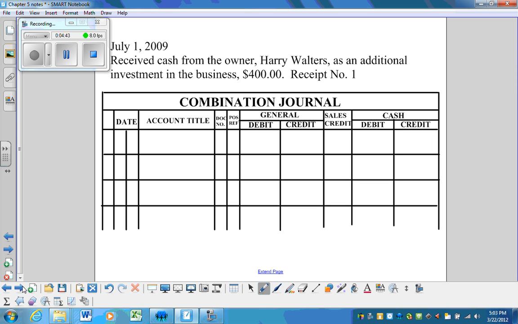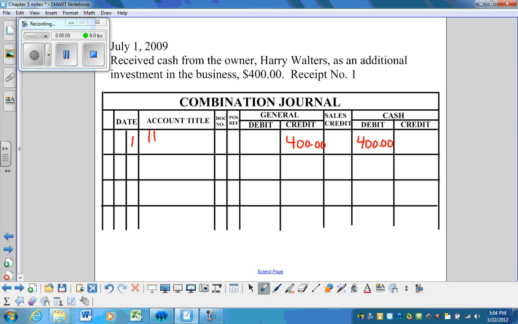Okay, here's a different one. Received cash from the owner as an additional investment in the business. Okay, it's happening on the first again. Your cash is going up this time, so we need a debit of 400. And we know that we have to put this into capital, but we don't have a capital column, so we're going to use the general credit column. Put in the 400 here.